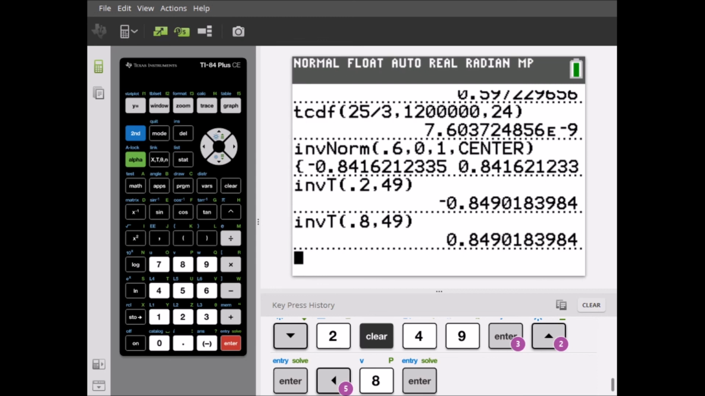Okay, so I'm going to wrap here. We covered in this video NORMCDF, we covered inverse norm, we covered TCDF, and we covered inverse T. And those are the 4 big CDF and inverses that you really want to know on the calculator.